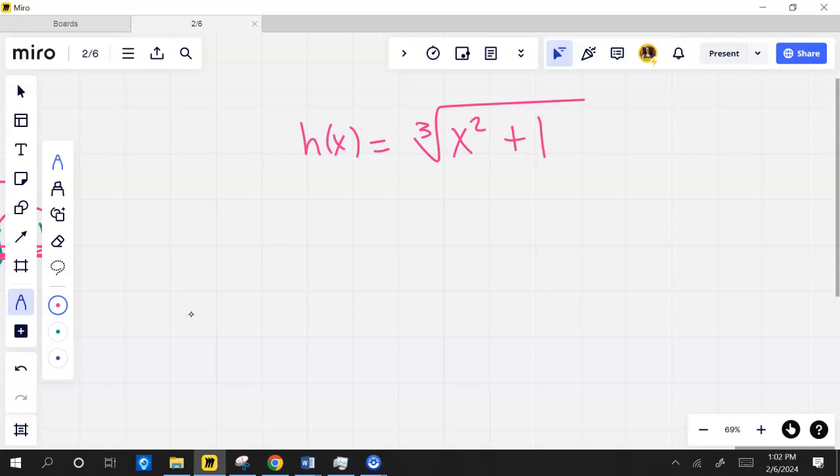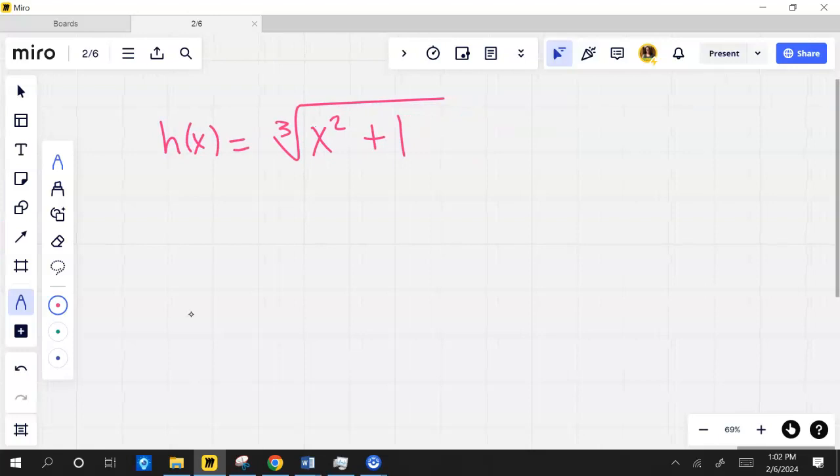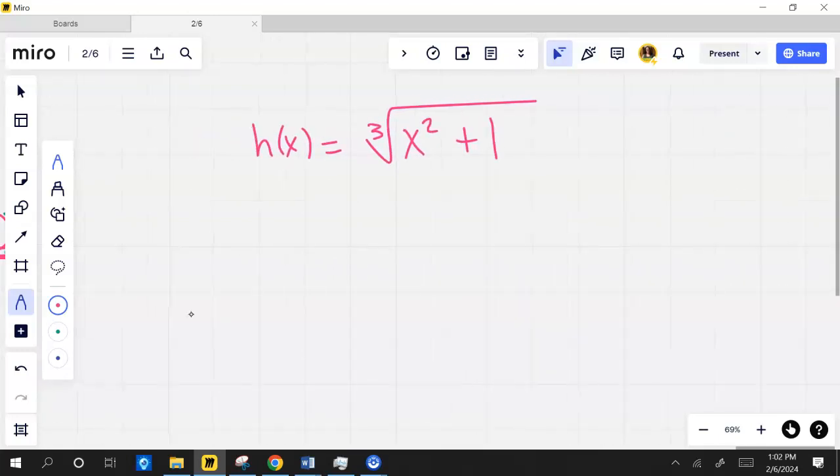What could your F be and what could your G be? Square root of x, or cube root of x. That's one of them. Is that your outside or your inside? Outside. I'm going to call that F.